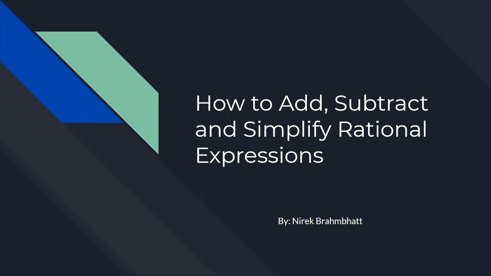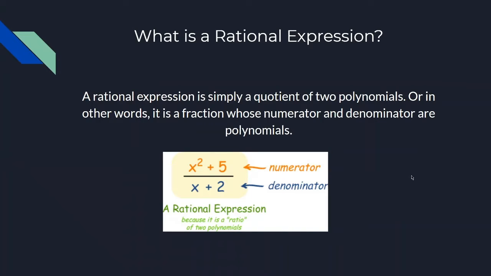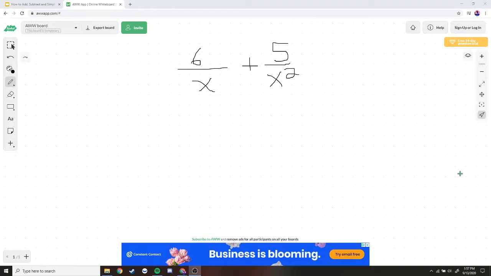Hey guys, today we're going to learn how to add, subtract, and simplify rational expressions. So first, before we start, we need to understand what a rational expression is. A rational expression is simply a quotient of two polynomials, or in other words, it is a fraction whose numerator and denominator are both polynomials. Alright, so let's get straight into it.